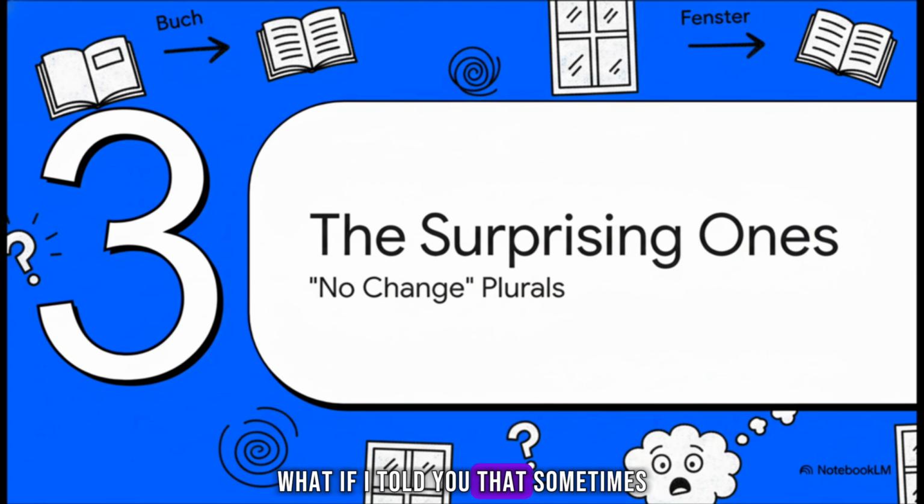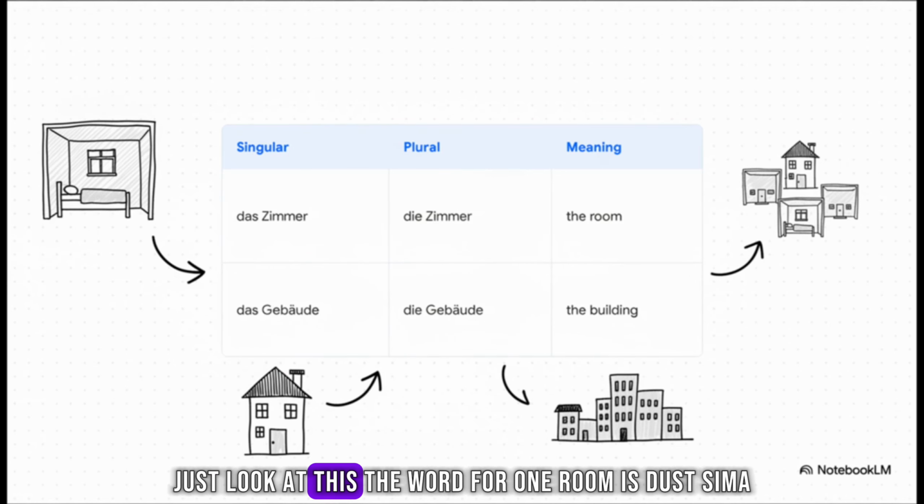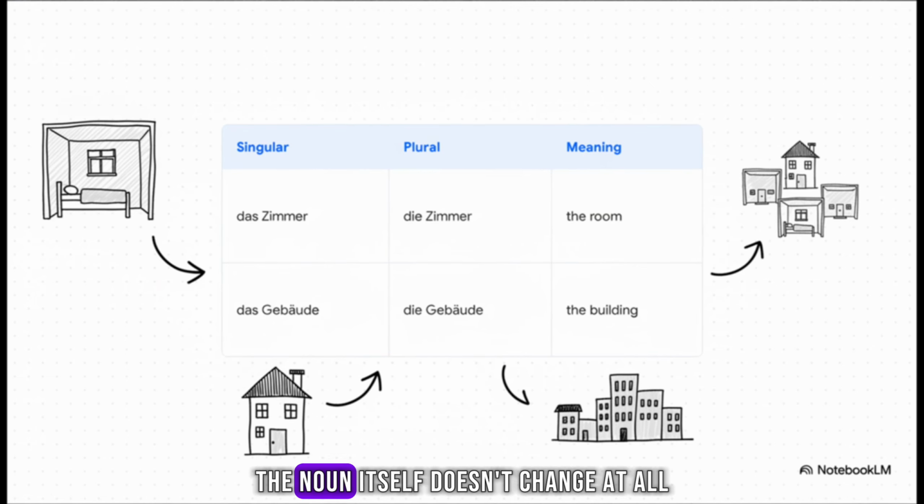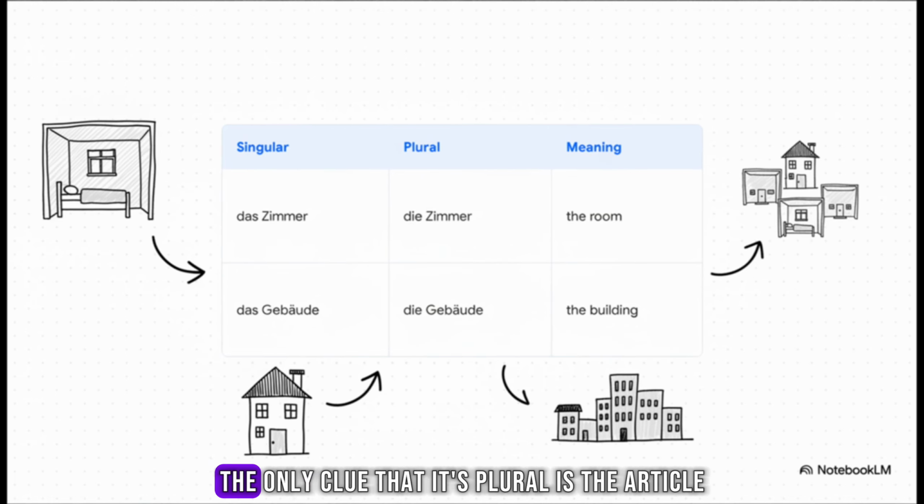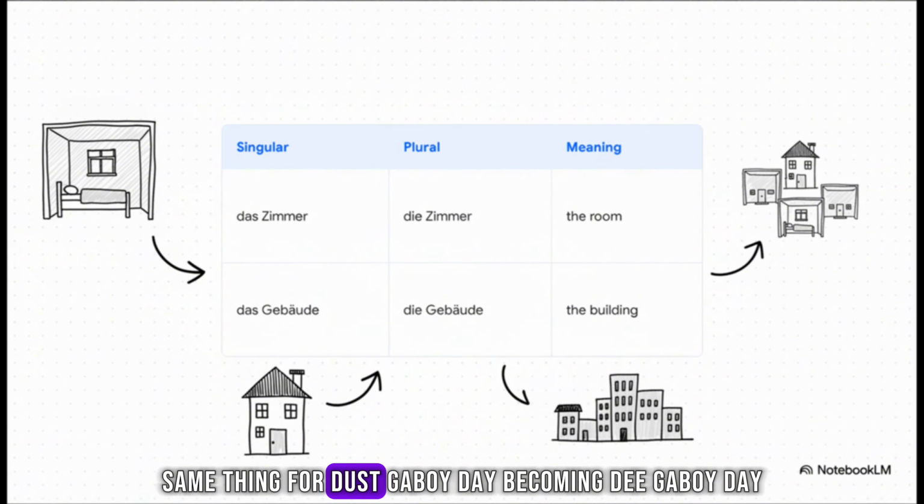What if I told you that sometimes to make a word plural in German, nothing happens? Or at least not what you'd think. Just look at this. The word for one room is das Zimmer, and the word for more than one room is die Zimmer. The noun itself doesn't change at all. The only clue that it's plural is the article changing to die. Same thing for das Gebäude becoming die Gebäude.